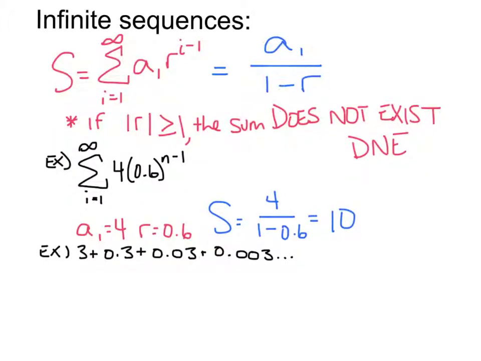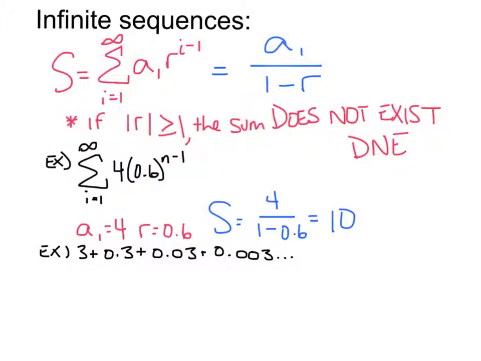Okay, finally we're going to look at the series 3 plus 0.3 plus 0.03 plus 0.003 plus on and on for infinity. Whenever we're looking at this, we can pretty easily see that it's going to be 3.3 repeating or 3 1/3. But we're going to let that formula tell us that.